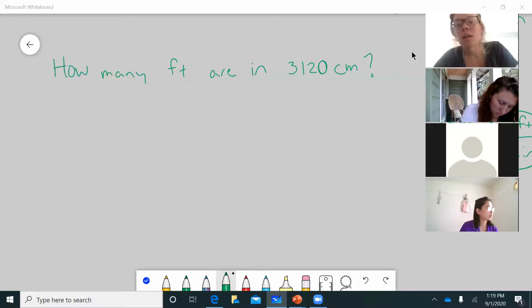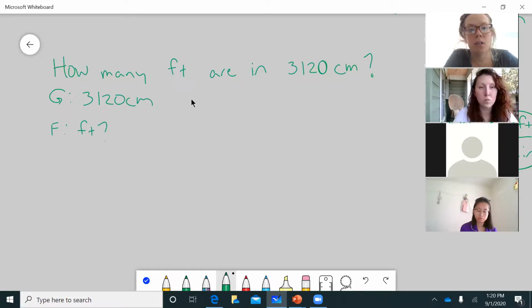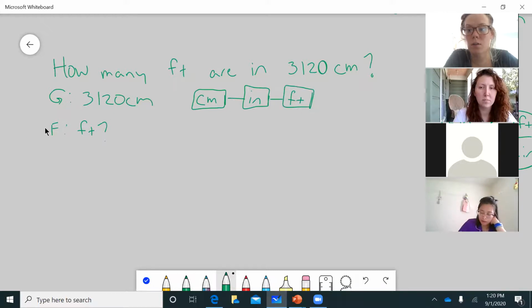Okay. So this problem, similar conversion factors to the last problem, but we're going in the opposite direction. So my given information here, instead of it being feet, is in centimeters. So I have 3,120 centimeters. I'm trying to find how many feet. So my flow chart is going to look the inverse of the last one. I'm going to start with centimeters, go into inches, and then from inches, I will hop into feet. The conversion factors are still the same.